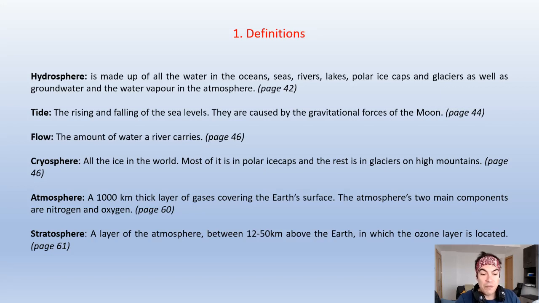The stratosphere is one of the many layers of the atmosphere. It is located between 12 and 50 kilometers above the Earth, and in this layer the ozone layer is located. Okay, the ozone layer is located within the stratosphere, which protects us from the ultraviolet rays that come from the sun, and it is on page 61.